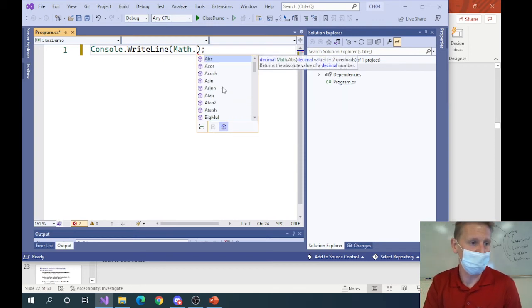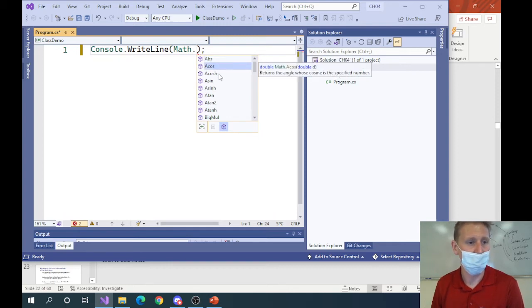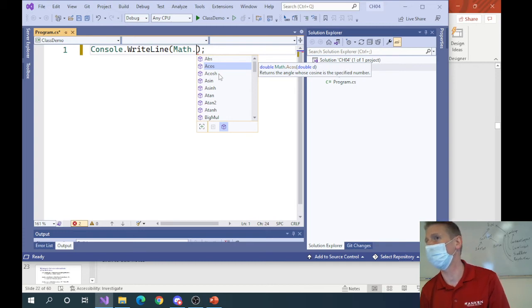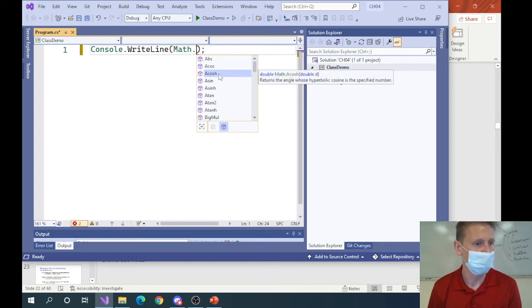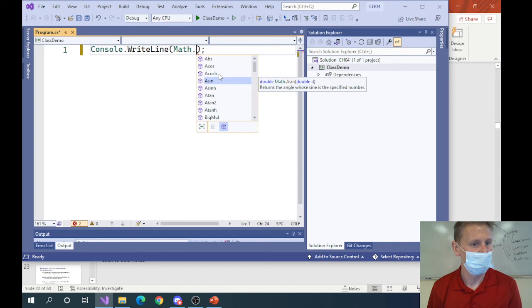But with the methods, look, Math.Abs. A cosine of an angle, Math.Cos. All right, for all of you that have been through trigonometry, right? Cosine and sine and tangent and logs and all that fun stuff. The sine.